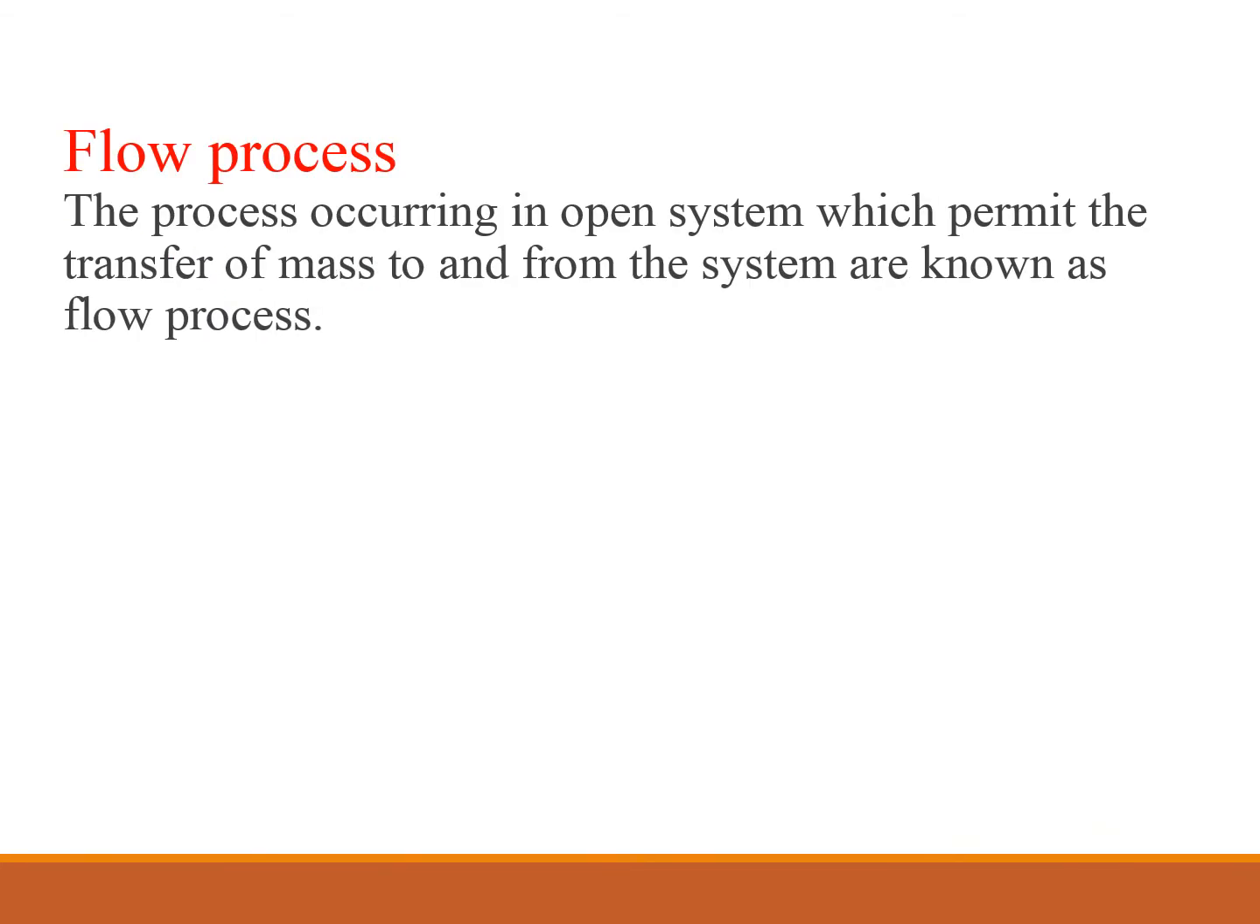Flow process. The processes occurring in an open system which permit the transfer of mass to and from the system are known as flow processes. Let us see the example of a turbine. In this process, mass enters the system and leaves after enhancing energy, which means that such processes occur in a system having an open boundary permitting mass interaction across the system boundary.